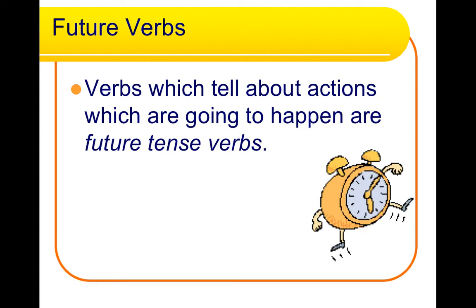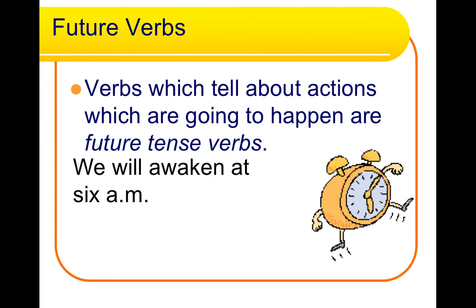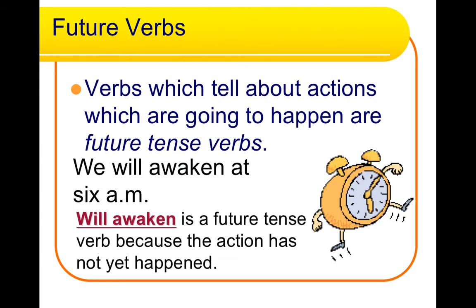And the third verb tense is the future verb. Verbs which tell about actions which are going to happen are our future tense verbs. We will awaken at 6 a.m. Will awaken is a future tense verb because the action has not yet happened.